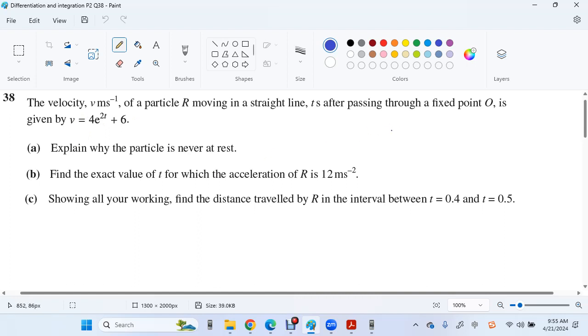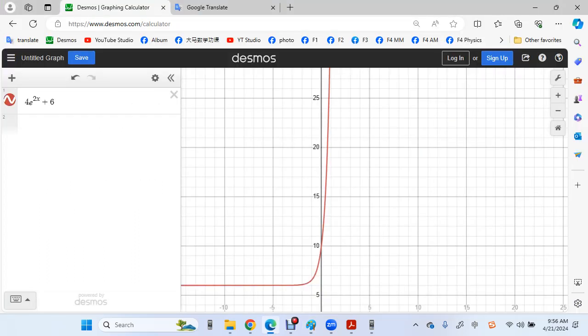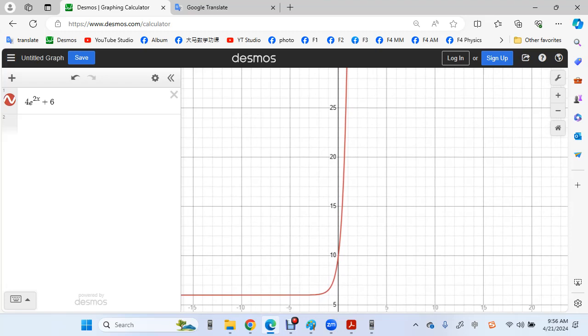Okay, we know that the graph for e to the power of t is something like this. And then e to the power of 2t is also something like this. When we multiply by 4, it also looks like this. And then we plus 6, so this one moves up by 6, and it looks something like this. So we know that the shape of v will look like this, as it never becomes 0. So 4e^2t plus 6 looks like this. We have 4 plus 6, 10 here.